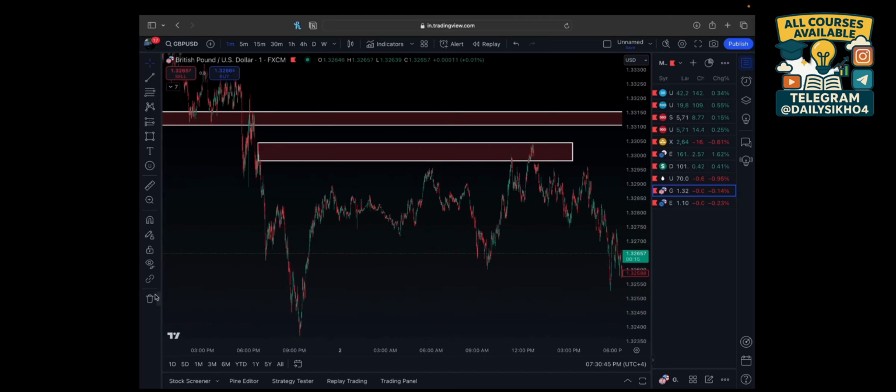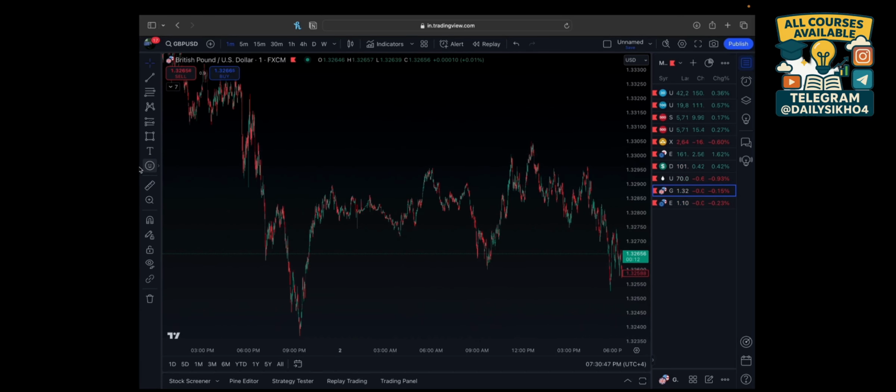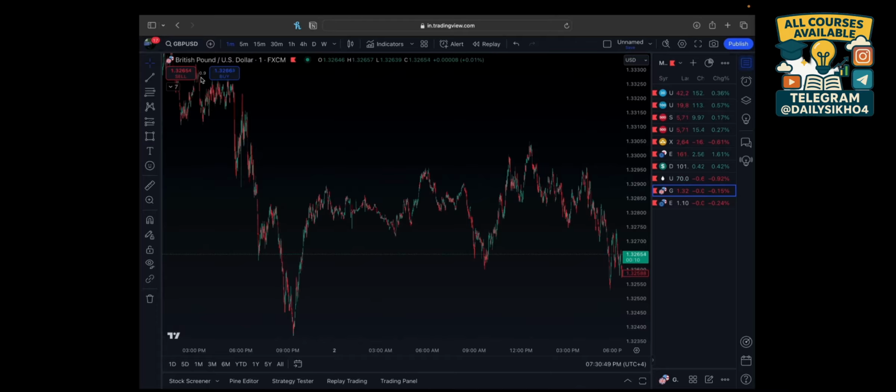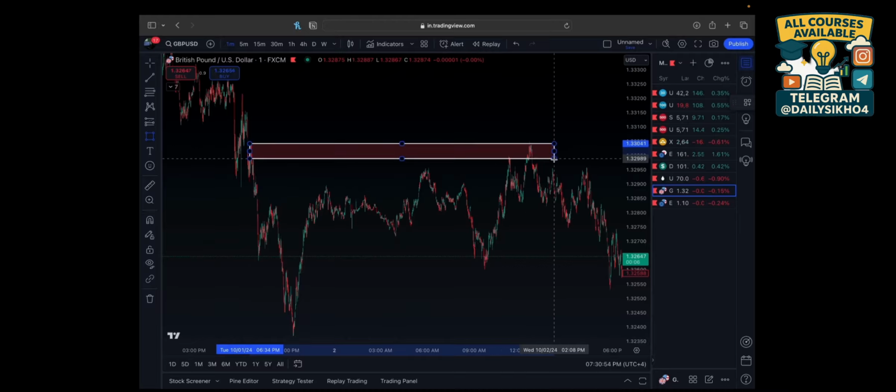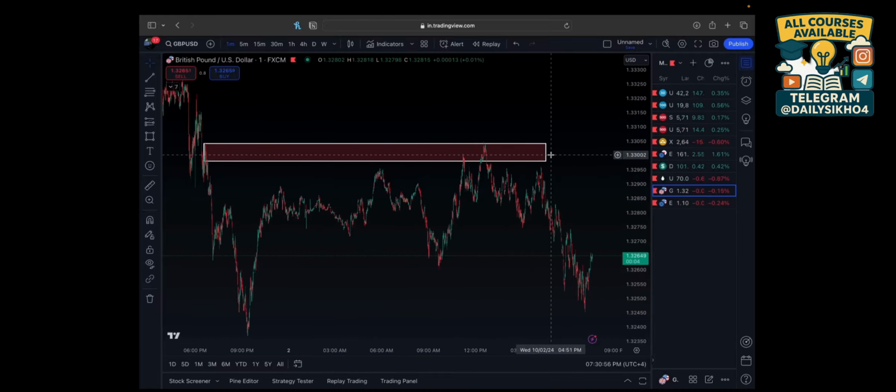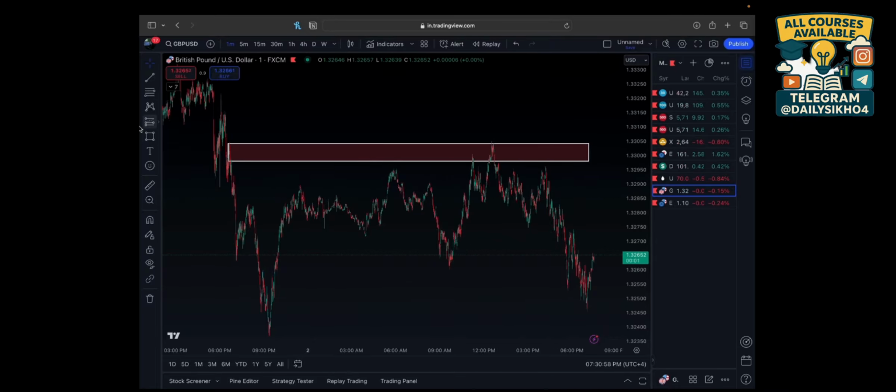So first of all, let's break down today's analysis. Very, very simple. So if you see, this was the particular zone that I had marked. Why did I mark this? Because this was a very nice smart money trap right here.